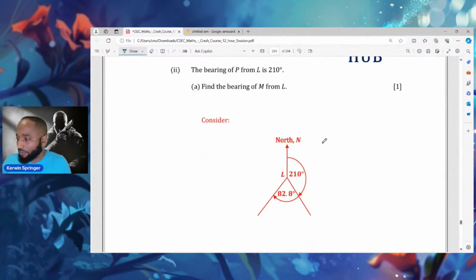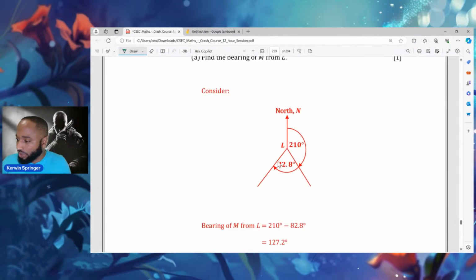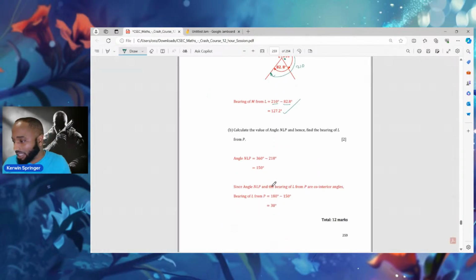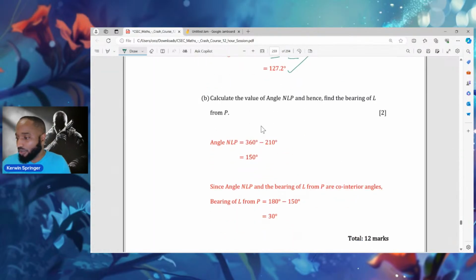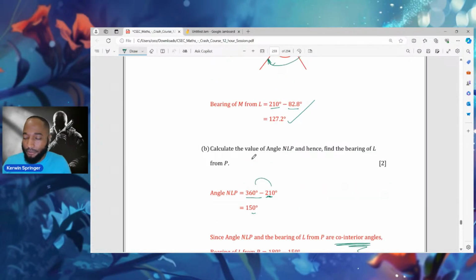Now remember the question. The whole thing was 210. I should have put this more like this. The whole thing was 210. And we needed to find this little piece of angle here. So we say 210 minus the angle we just got, and we got the angle there. And then the last part was simple because we did the co-interior angles trick. We subtract the 210 from the 360 to get 150.